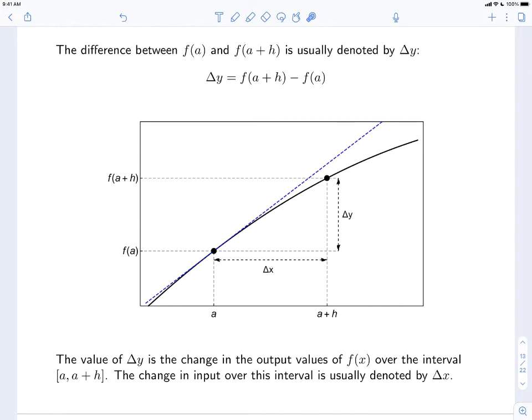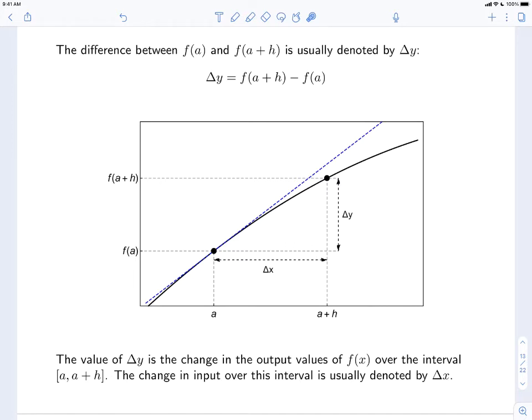So the value of delta y is the change in the output values of f at x over the interval from a to a plus h. And the change in input over this interval is usually denoted by delta x. But notice that delta x is just h. It's the distance between a and a plus h.